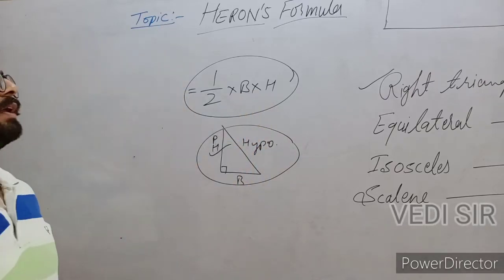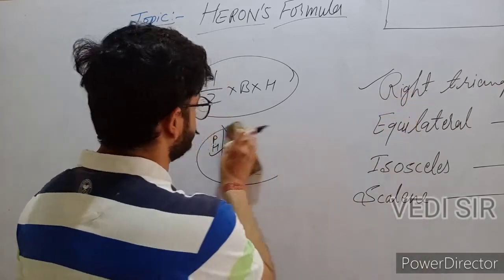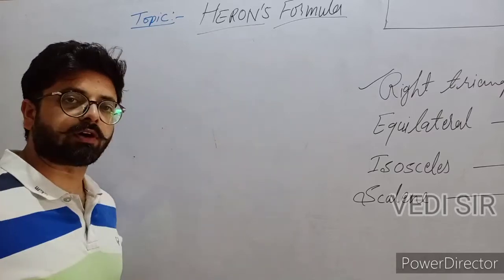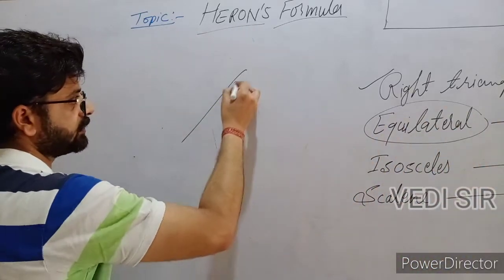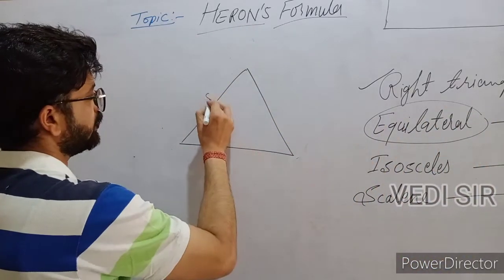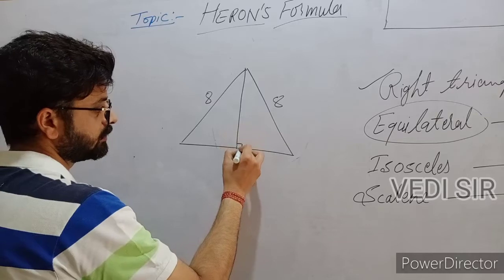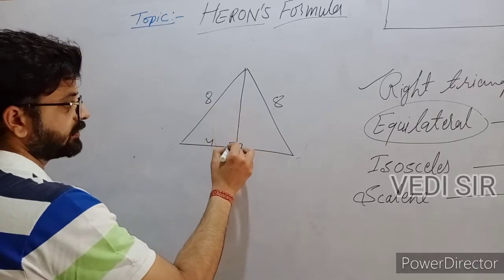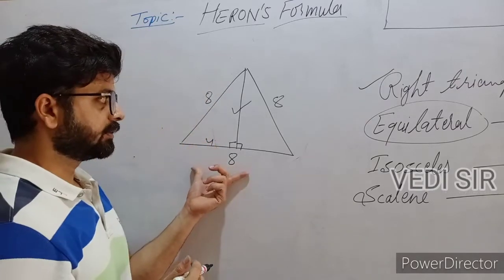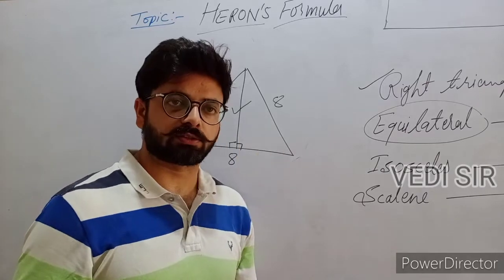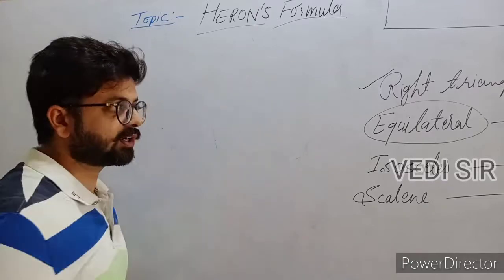So we already have a formula. Then why do we require Heron's formula? Let me first discuss all the triangles, then you will get to know the importance of Heron's formula. Equilateral triangle: suppose all the sides are given 8, 8, 8 cm. In this case you can find the height, because this part is 4, this is a right angle triangle, and you can calculate by the Pythagoras theorem. Then you can apply half of base into height. So Heron's formula is not for this equilateral triangle.